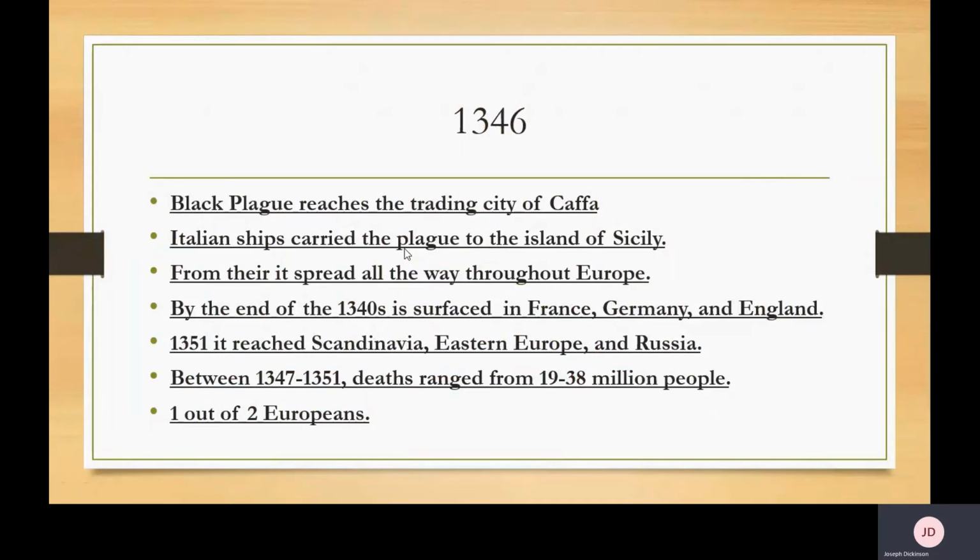In 1351, it reached Scandinavia, Eastern Europe, and Russia. Between 1347 and 1351, deaths ranged from 19 to 38 million people. This is one of 2 Europeans. So for every 2 people you have in Europe, one of them is down. Look around the room and think of everybody's parents in the room. Somebody's going to sadly die.